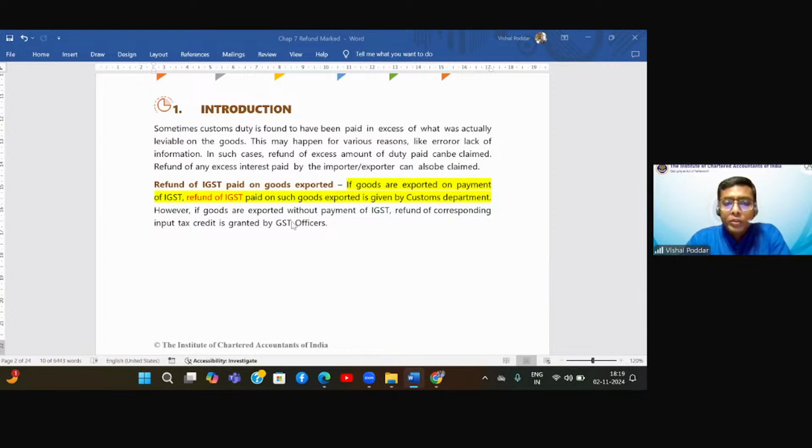But where your goods were exported without payment of IGST, in that particular case, the refund of the input side, that is the ITC that we say, will be only granted by the GST department, and you have to file the refund application online, and all the further correspondence and all the filings of details happen with the GST department and not the customs department.